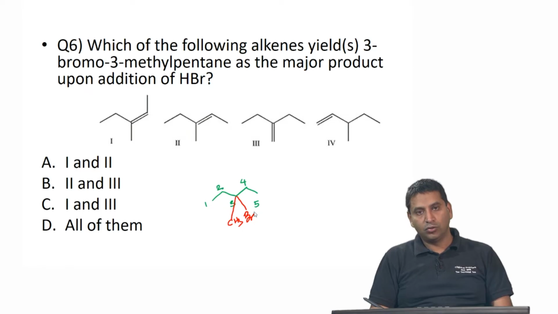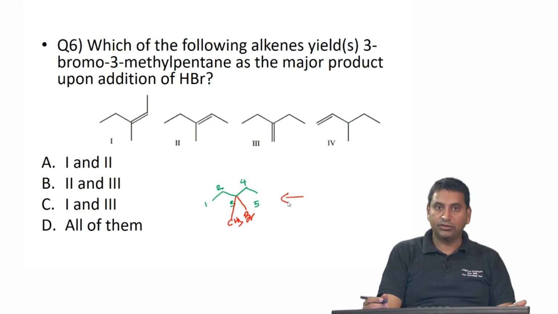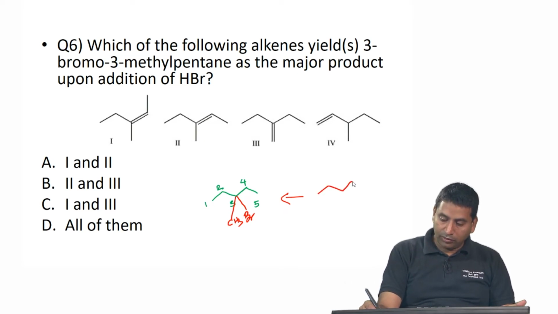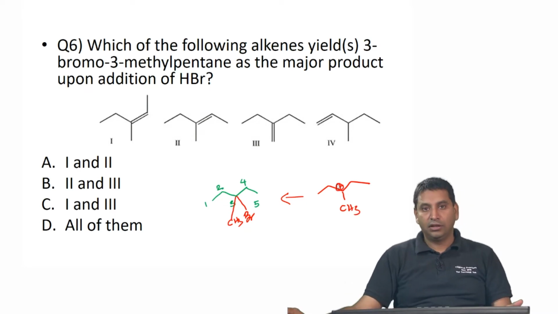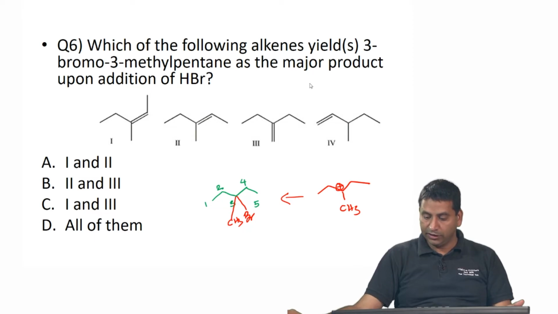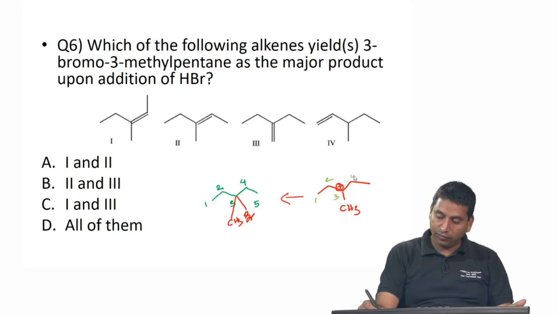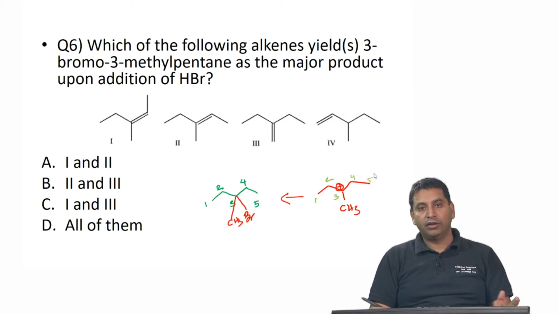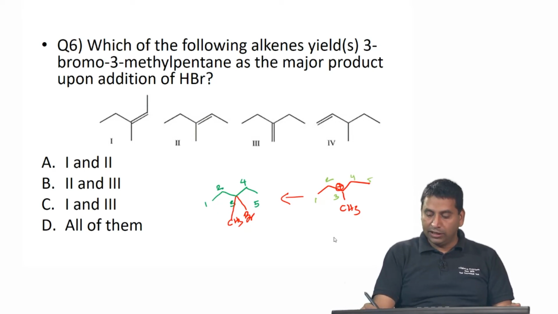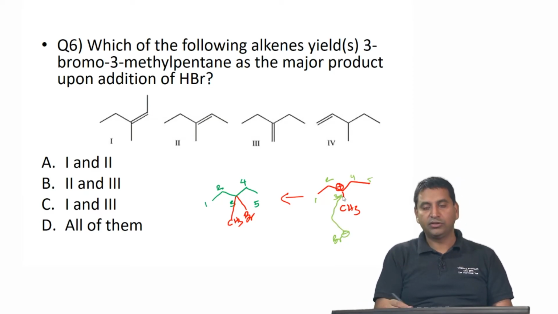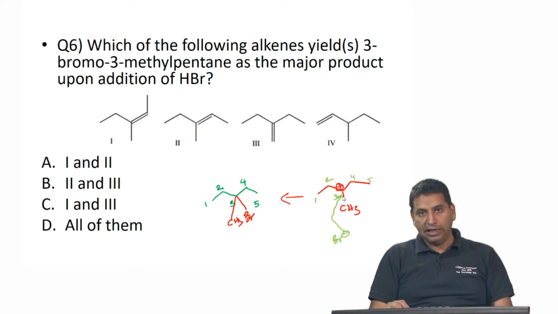So in order for this to be formed, one would expect that the intermediate that leads to this would be a carbocation that has the following structure. Right. Now remember, let us make sure that the numbering is the same: 1, 2, 3, 4, 5. Right. So we are making sure that the numbering is the same. So if this carbocation can be formed, then Br minus can attack and give you the product, which is 3-bromo 3-methyl pentane.